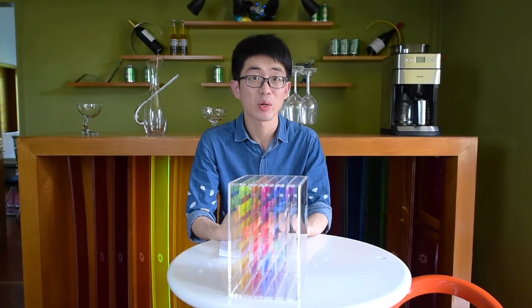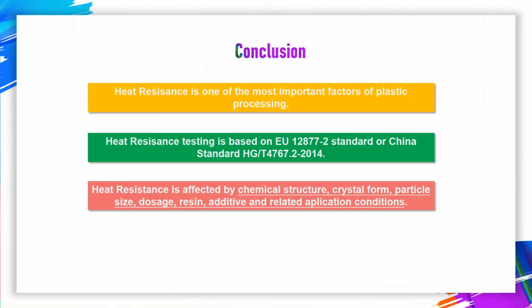Okay, let's make a summary of today's lecture. First of all, heat resistance is one of the most important factors of plastic processing. Second, the method to test heat resistance is based on the EU 1287722 standard or China standard. Third, the factors that affect heat resistance include chemical structure, crystal form, particle size, dosage, resins, additives, and related application conditions.